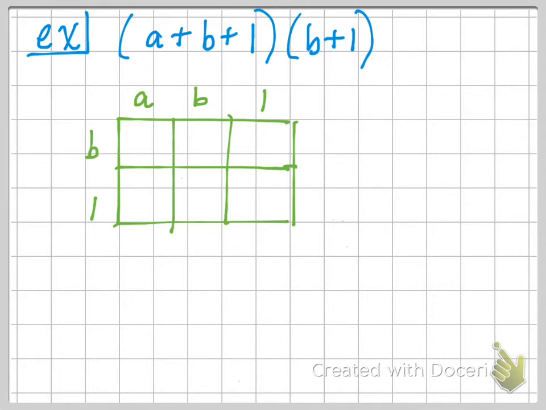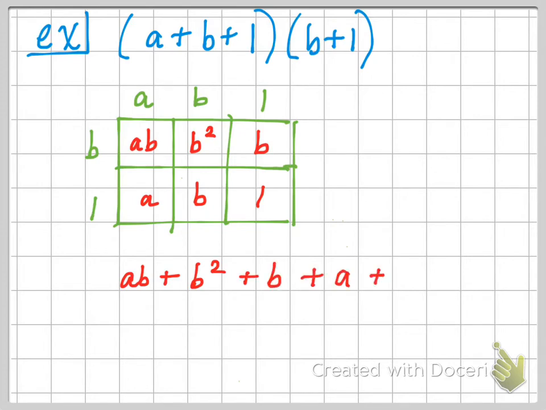So in the first rectangle, I have A times B, which is AB. Then moving to the right, I get B times B, which is B squared, B to the second power. Then 1 times B, which is B. In my second row, I have 1 times A, which is A, 1 times B, which is B, and 1 times 1, which is 1. So now when I add everything up, I'm just going to go across. I have AB plus B squared plus B plus A plus B plus 1.